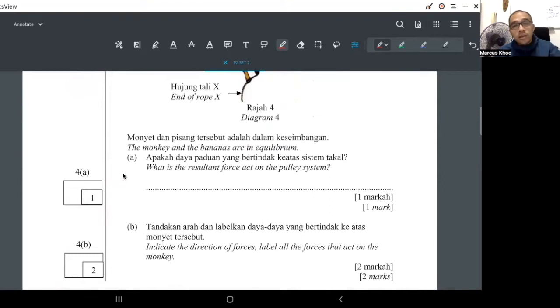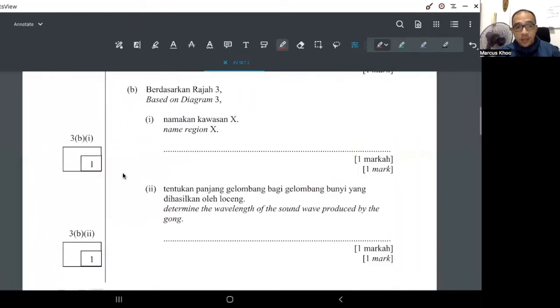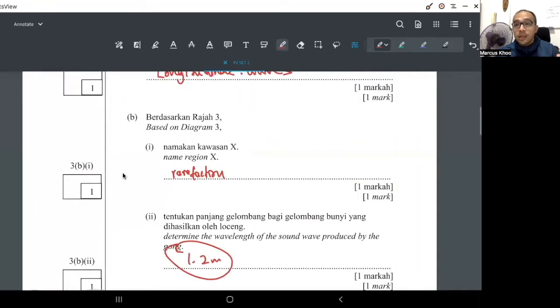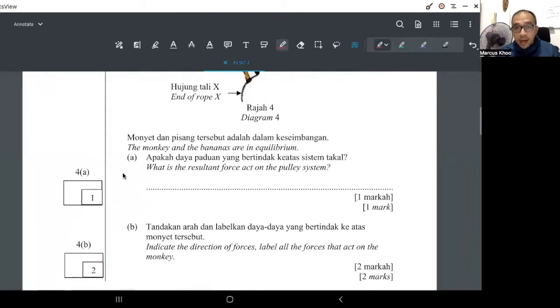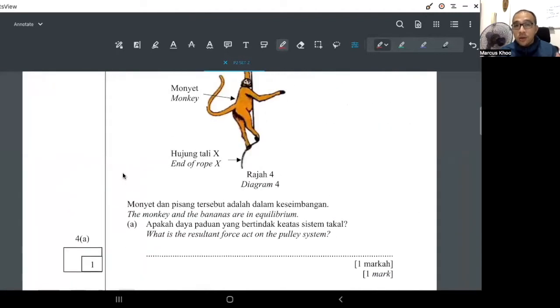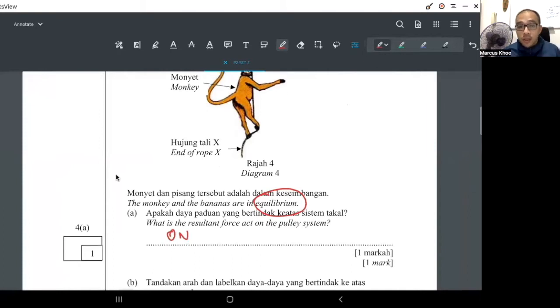Either you see it and you can find the answer, for example, like this question just now, 1.2 meters. There's nothing to calculate here. On top of that, it's only one mark. So you just see it and you know. Either you see, or you listen, or there is some calculation, but it's so easy to do that you don't even need to calculate. The answer for this would be 0 newtons, because the key word is that it is in equilibrium. When the forces are in equilibrium, the resultant force is always 0 newtons. So nothing to calculate over here.